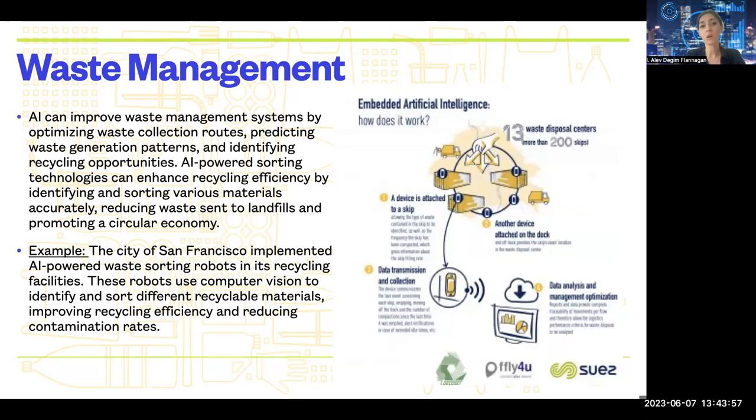And so we can reduce all of these issues, which is a big problem in most of these third world countries especially, that produce a lot of waste and do not recycle, for example. And so this will encourage recycling. This will help with the recycling. And an example for this is the city of San Francisco, which implemented an AI-powered waste sorting robot in its recycling facilities. And this used computer vision to identify and sort different recyclable materials, improving recycling efficiency and reducing the contamination rates.